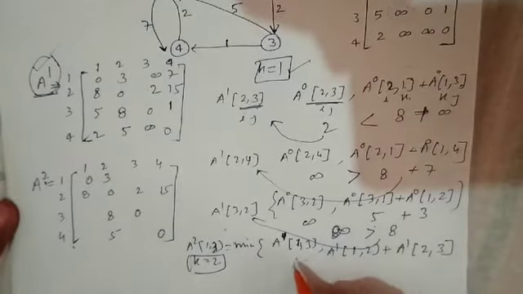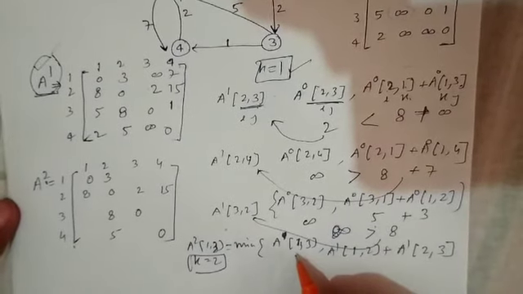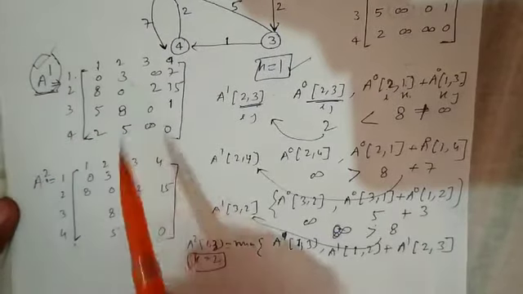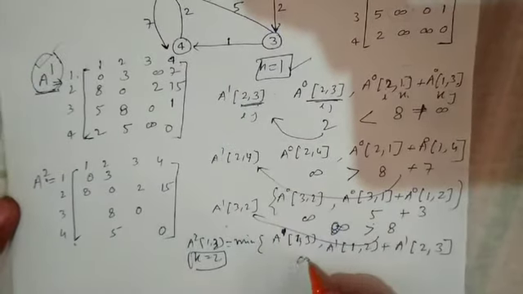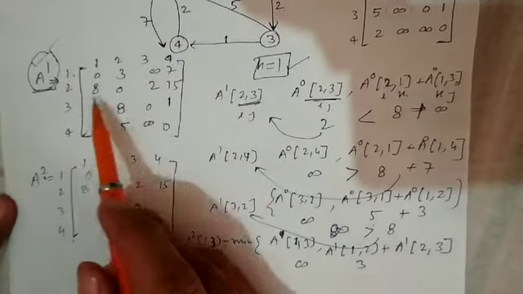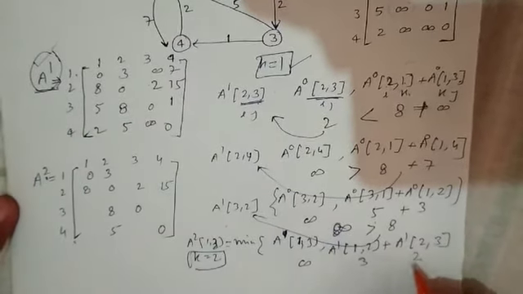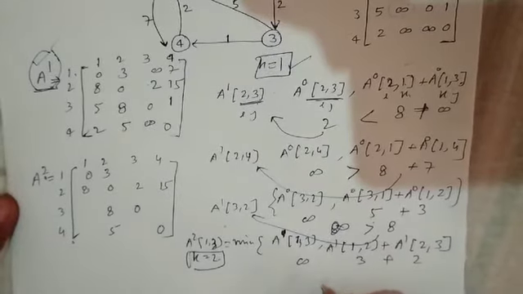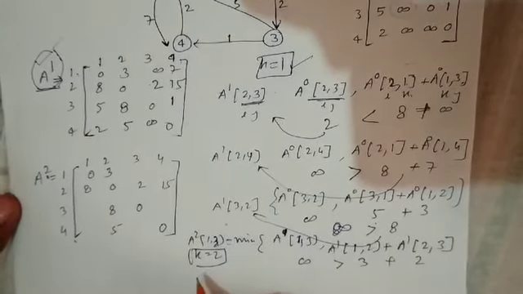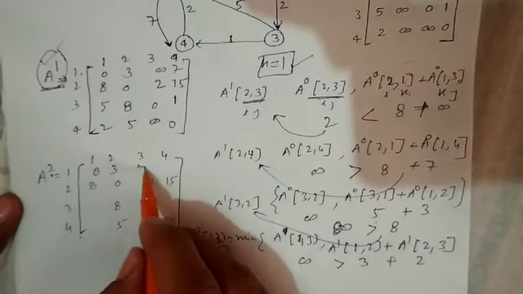Now just see the previous values. In the previous matrix, 1 3 is infinite, 1 2 is 3, and 2 3 is 2. So 3 plus 2 is 5. This 5 is less than infinite, so now this 1 3 will be replaced by 5.